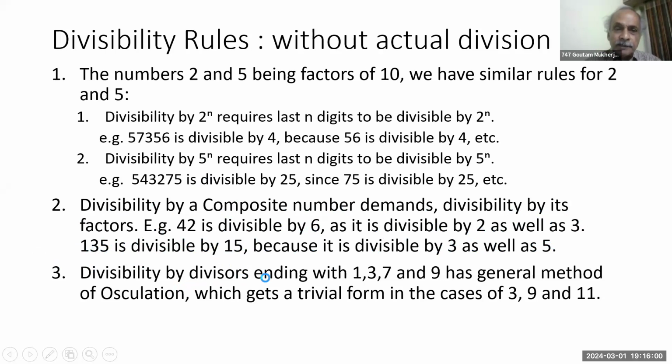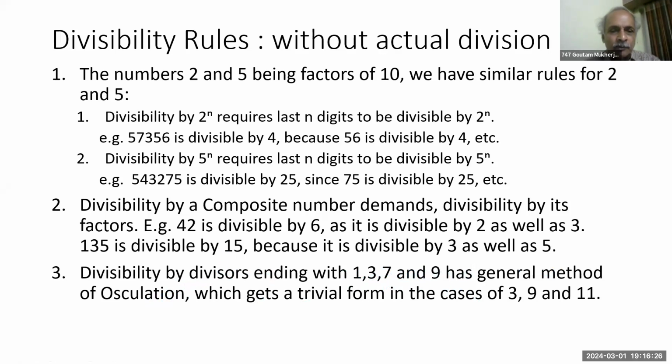Now, divisibility by divisors ending with 1, 3, 7 or 9. Mind these numbers: excepting 5, all the odd numbers, not an even number. Divisors ending in 1, 3, 7 and 9 have a general method called osculation, which is a basic method coming from one of the sutras.